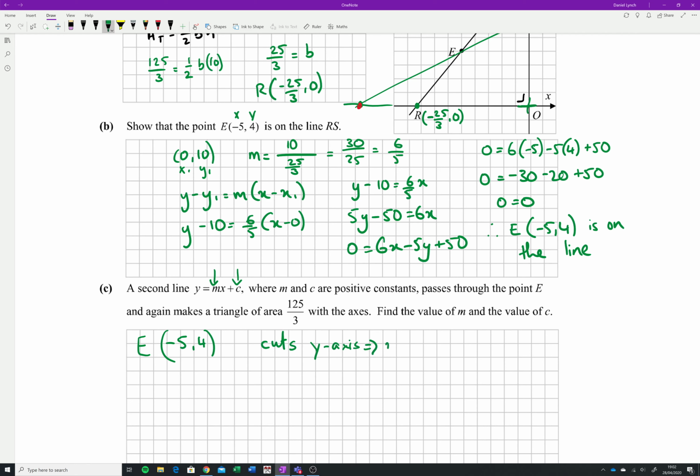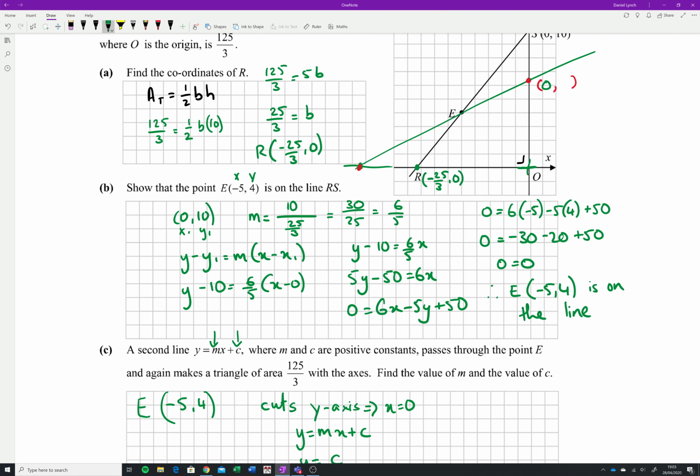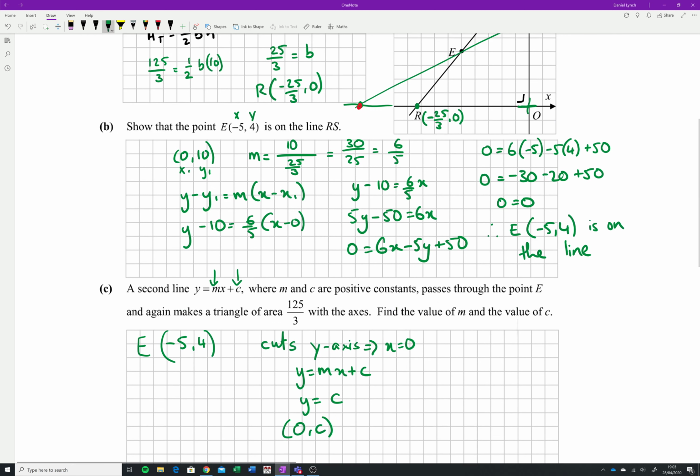Where something cuts the y-axis, that implies x is 0. So if you take y equals mx plus c, and you let x equal 0, y will be c. So that gives us the point 0, c. So we can fill that in, 0, c, right there. Fill it in with green.